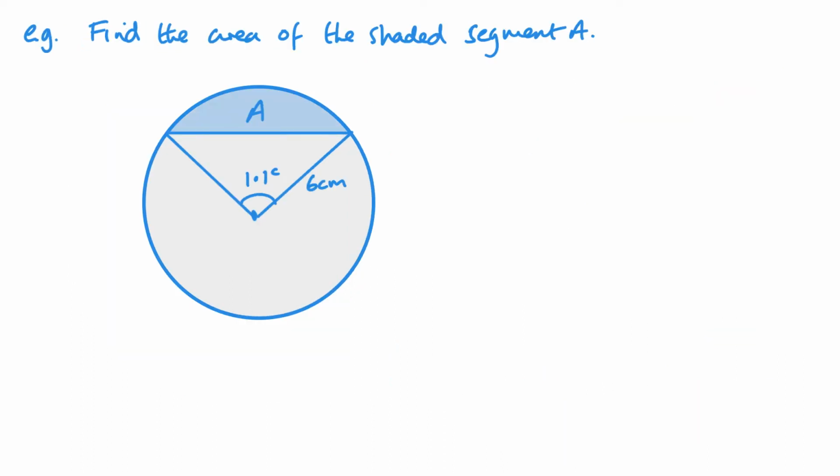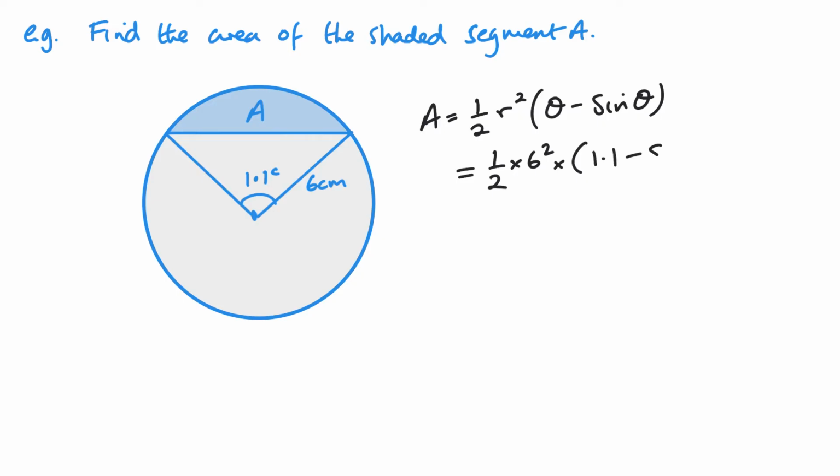Okay, straightforward example. So remember the formula, writing it down like I've said always helps. So theta minus sine theta in brackets. And remember, we want our calculators in radians for this. So radius is 6 squared, theta is 1.1, and at this point then we can go to our calculators and we get 3.76 centimeters squared.